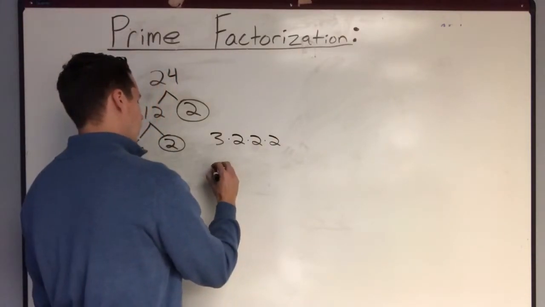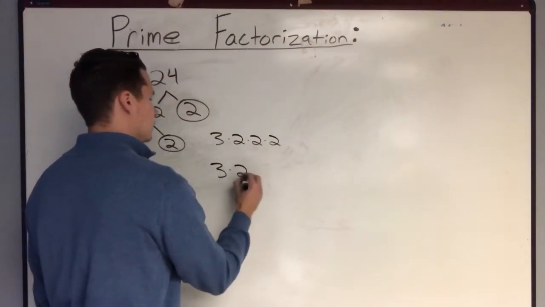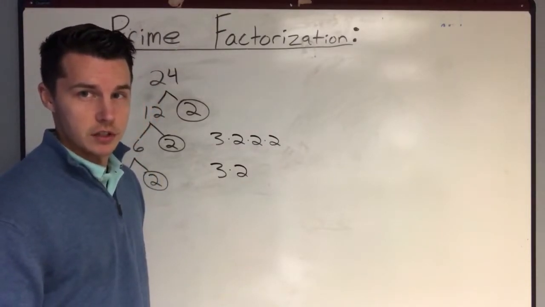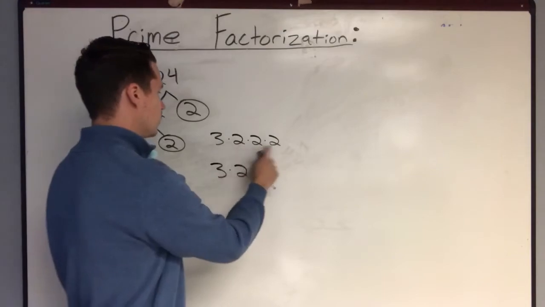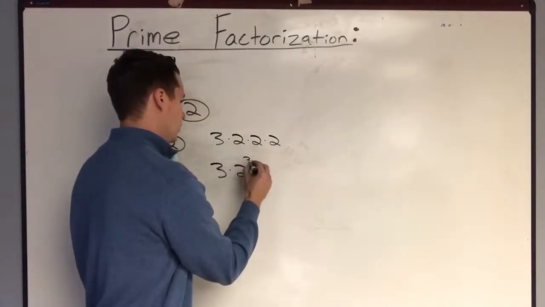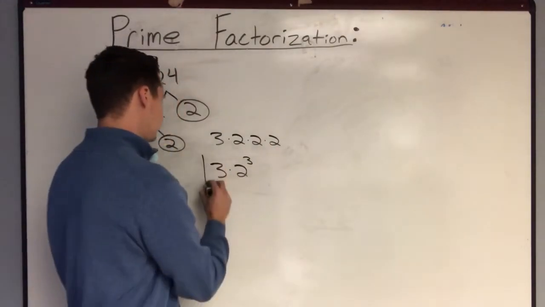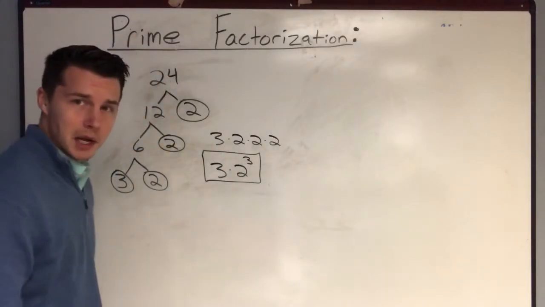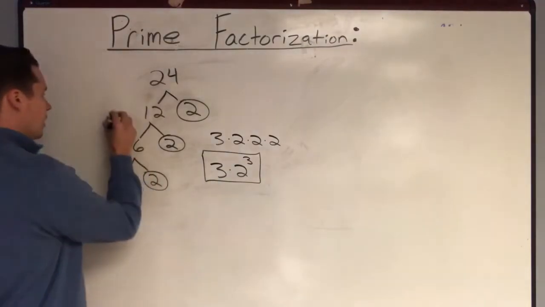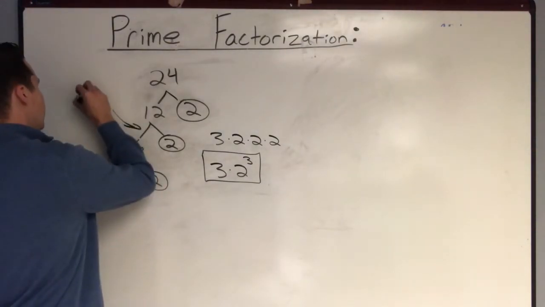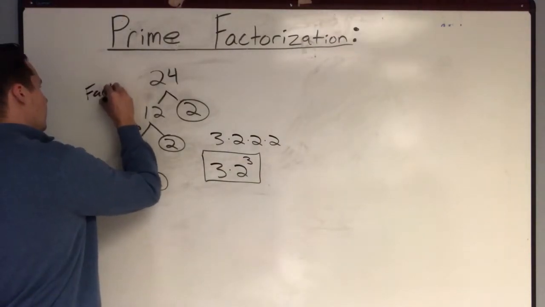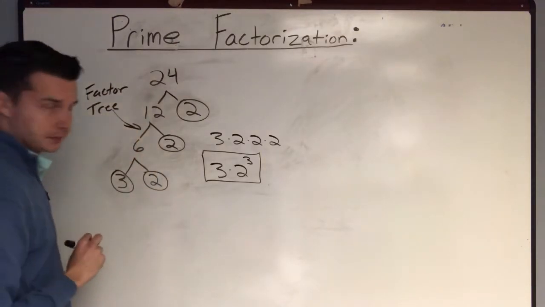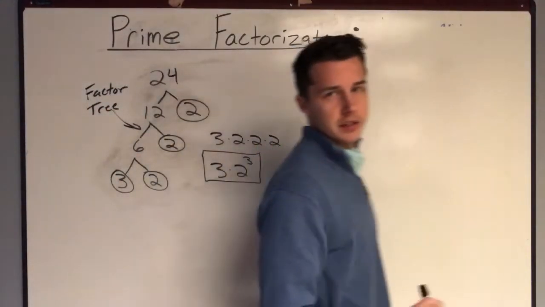Quite simple. We're going to have 3 times 2, and now we just count up how many 2's we have. We have 3 2's, 1, 2, 3 2's. So 3 times 2 to the third power. And that's our answer for that one. Also, just so you know, probably not going to be on your test or anything ever, but this is what is called a factor tree. And we're going to be using factor trees anytime we're doing factoring. Let's go ahead and dive right into another example, shall we?